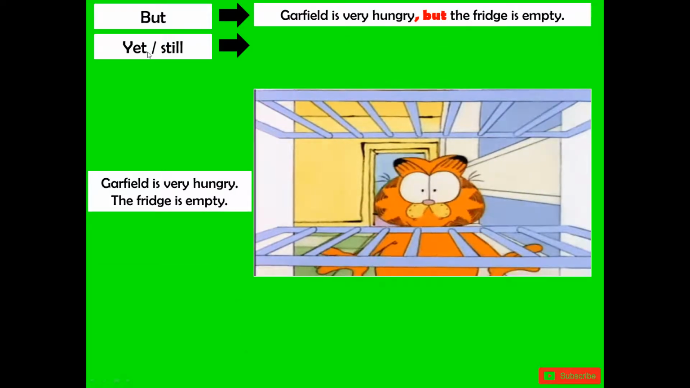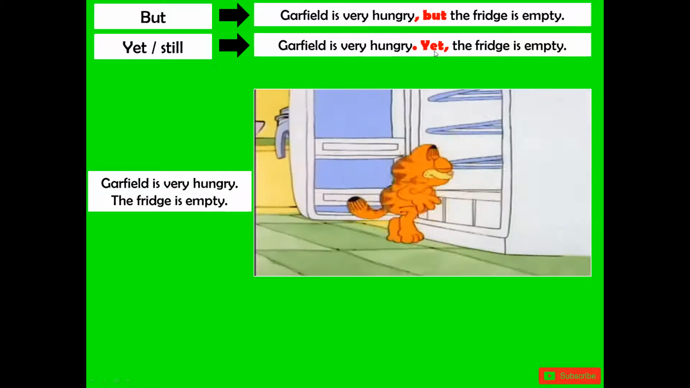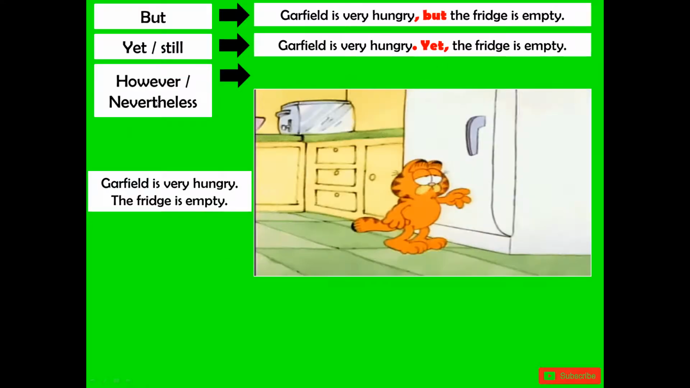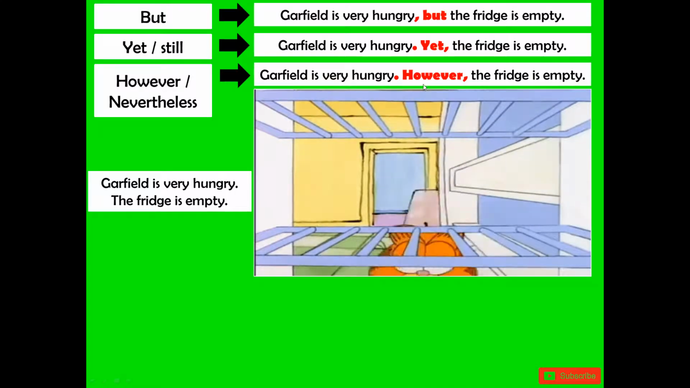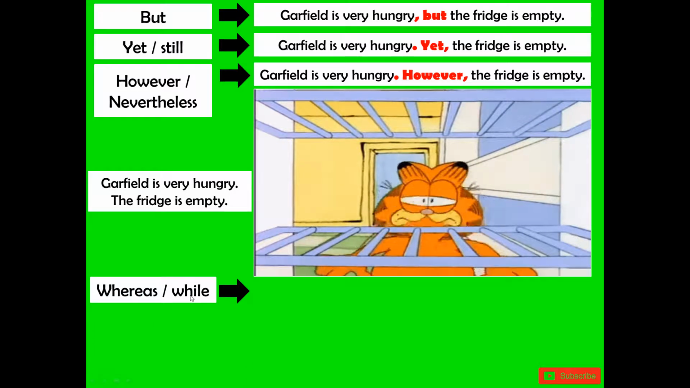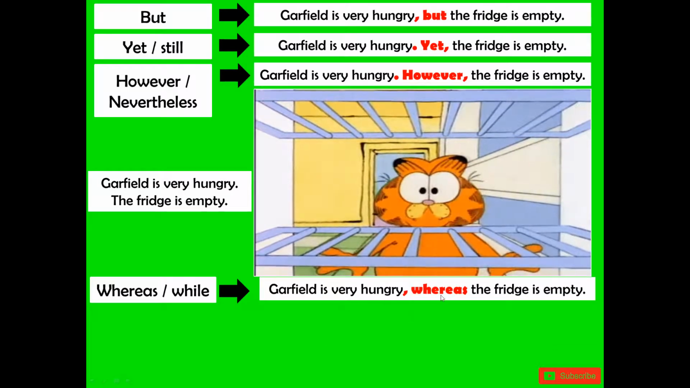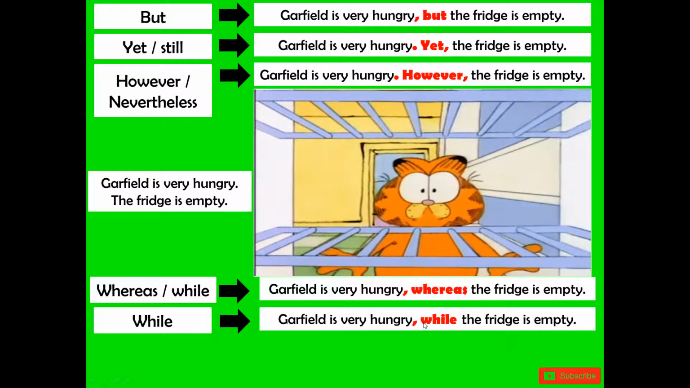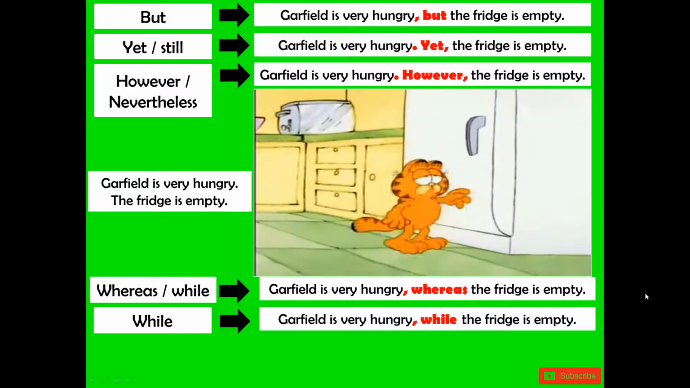Let's move on with yet and still. We can say Garfield is very hungry, full stop, yet or still, comma, the fridge is empty. Next, however and nevertheless. We can say Garfield is very hungry, full stop, however or nevertheless, the fridge is empty. Next, whereas and while. We can say Garfield is very hungry, comma, whereas the fridge is empty. Last one with while. Garfield is very hungry, comma, while the fridge is empty. I hope it is clear. Let's have more practice with more examples.